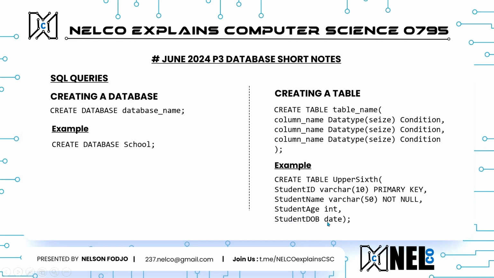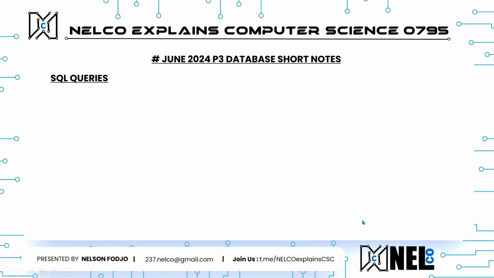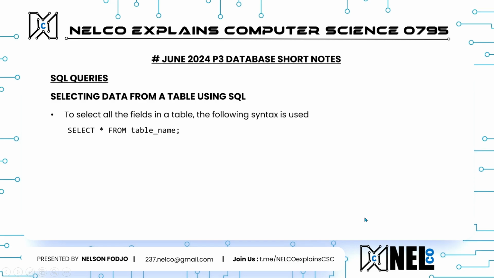Student DOB, data type date. We close, we end, and we put our semicolon. Great. So let's continue. Using SQL queries still in Microsoft Access, we're going to look at how to select data from a table using SQL.